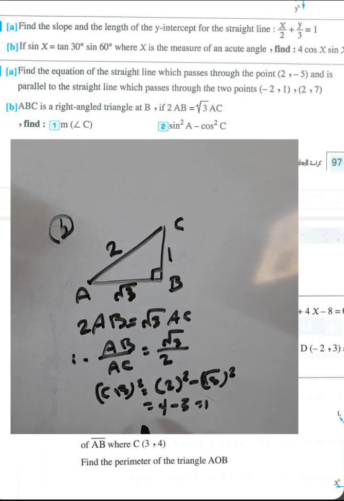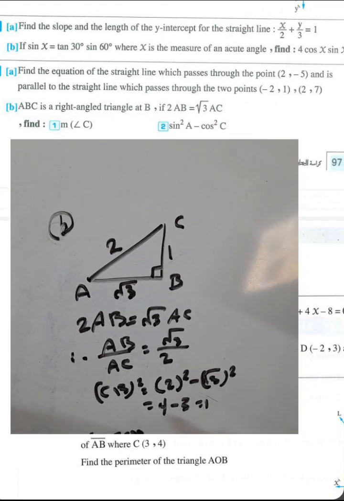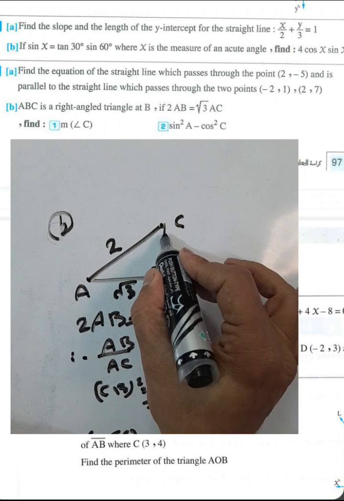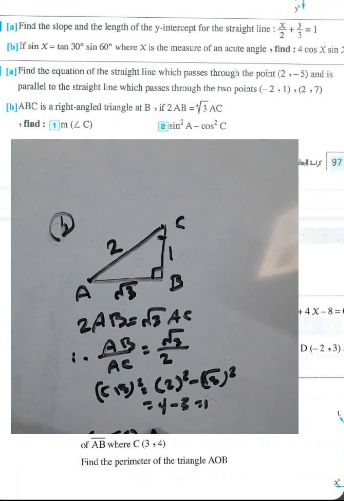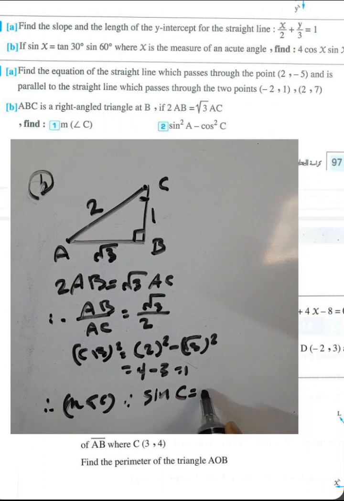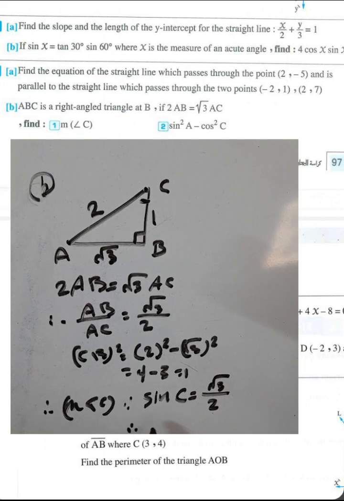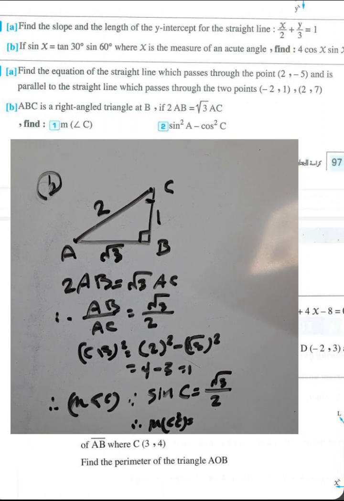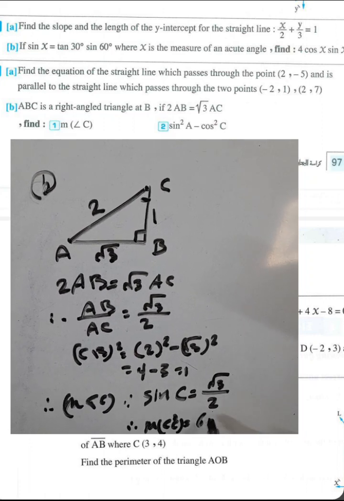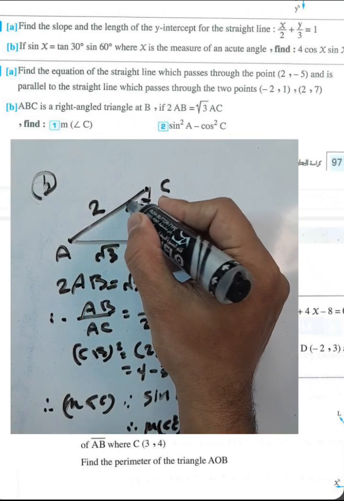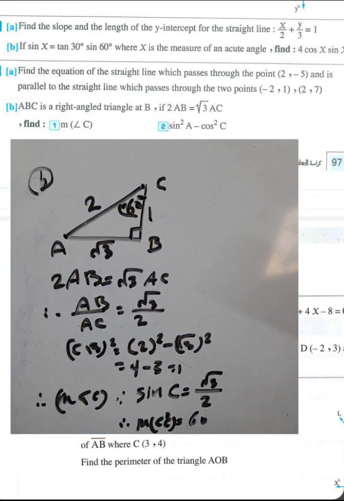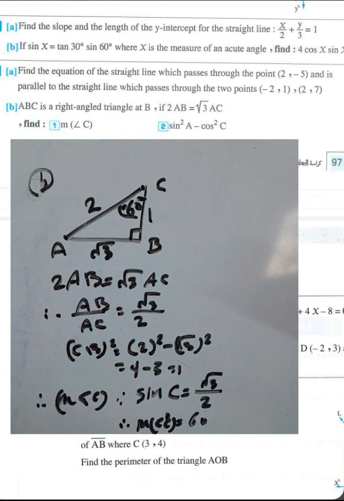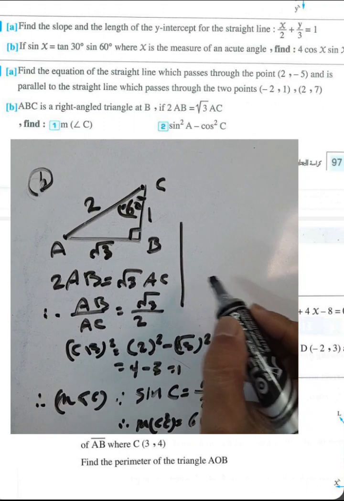Okay, then you can find the measure of the angles. You can use any ratio, such as root 3 and 2. We know sine C equal opposite over hypotenuse equal root 3 over 2, and then you can find the measure of angle C by using the calculator. Shift cosine root 3 over 2 to find the angle. The measure will be 60 degrees. Then the measure of angle C will be 60 degrees, because sine 60 equal root 3 over 2.